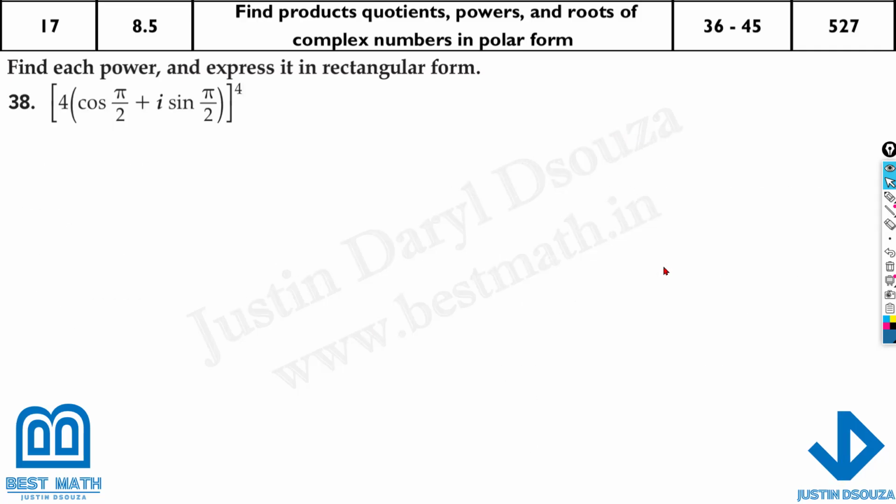Now let's do the next one. Here, now this is very easy. Why? Because it's in the polar form. All you need to do is 4 to the power 4 cosine 4 times pi by 2 plus i sine 4 times pi by 2.